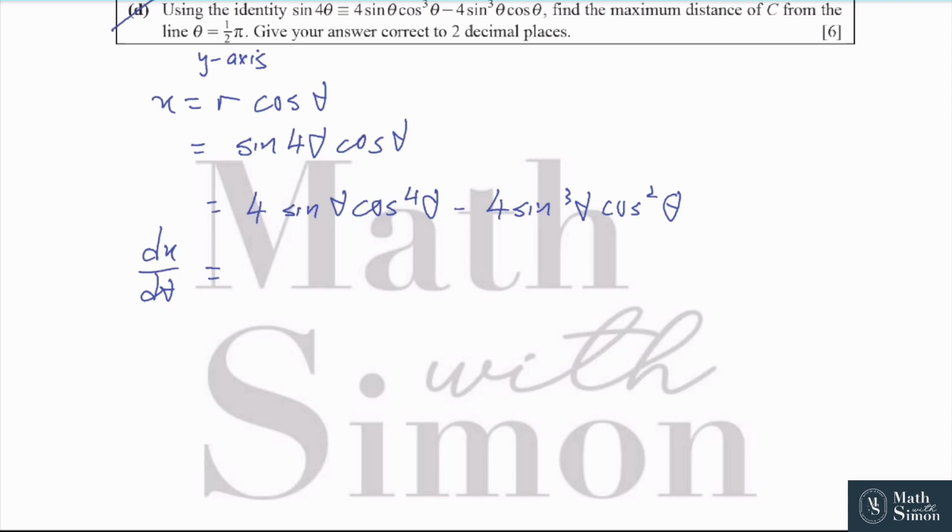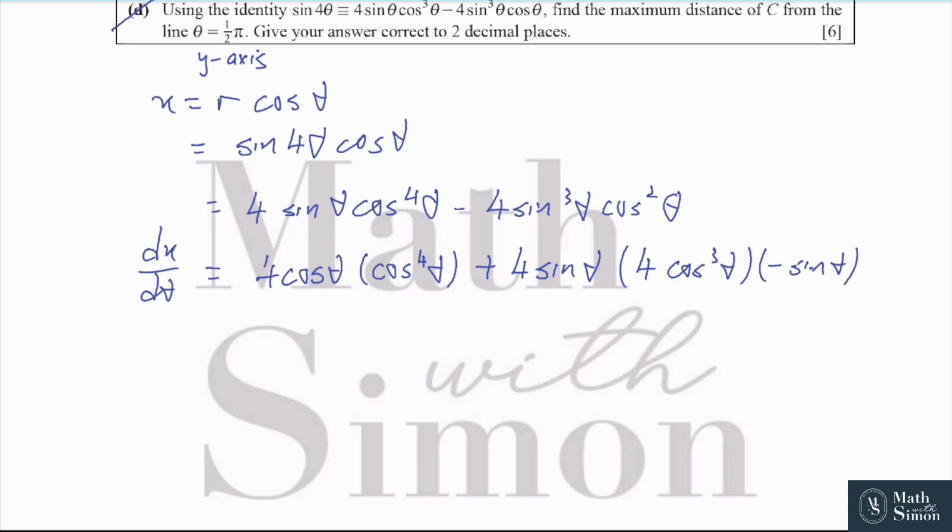For this one we do not have a choice, we will just have to use the product rule on each term. To use the product rule on each term, first we differentiate the 4 sine theta, so we get 4 cos theta. Then we keep the cos power 4 theta there. Then later, we differentiate the cos power 4 theta here. So we keep the 4 sine theta. When we differentiate the cos power 4 theta, it gives us 4 cos power 3 theta, and then we differentiate the cos theta itself. That's where we get negative sine theta for that. So done for the first term.